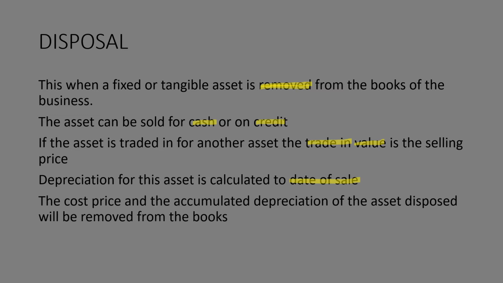The cost price and the accumulated depreciation of the asset disposed will be removed from the books. That will be the accumulated depreciation up to date of sale. These need to be removed from the asset books of the business.